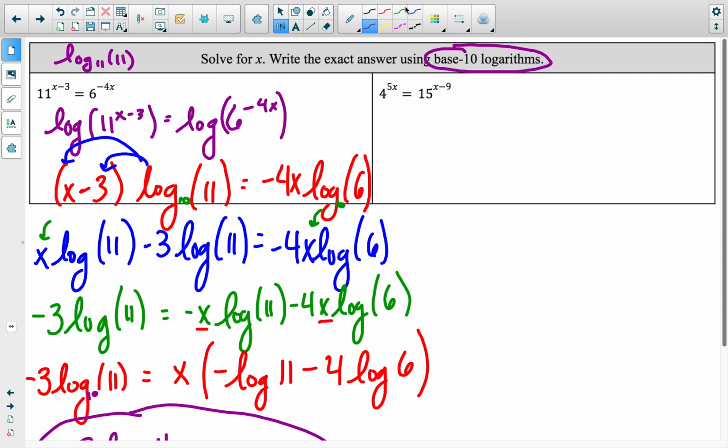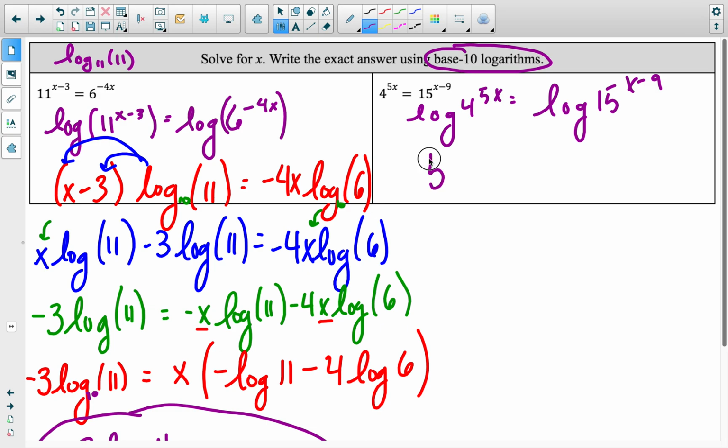In exact form. Say we do this again. Pause the video, try this one. Okay, following the same process, you should end up with -9. Excuse me. Let's just work this out. I think that's going to be easier. Okay, take the log of both sides. You get log of 4 to the 5x equals log of 15 to the x minus 9.